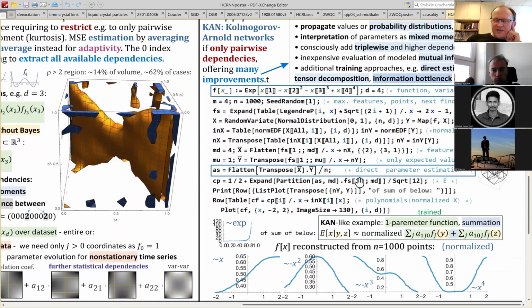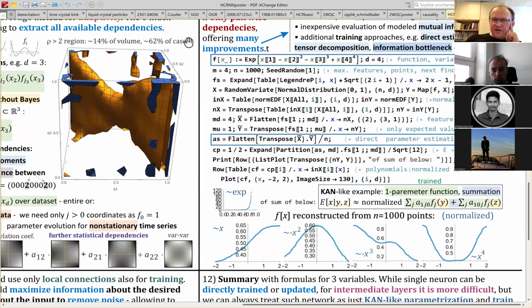Like in the KAN article, we have some function. This is dependence between 5 variables, so we would like to model the joint distribution in 5 dimensions, in a 5-dimensional cube. The entire parameter estimation is just this linear matrix product, which finds all the coefficients of our polynomial in these 5 dimensions.